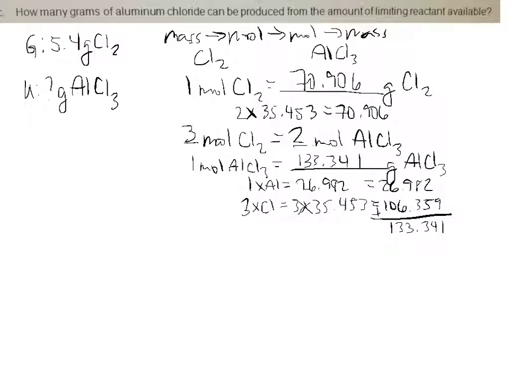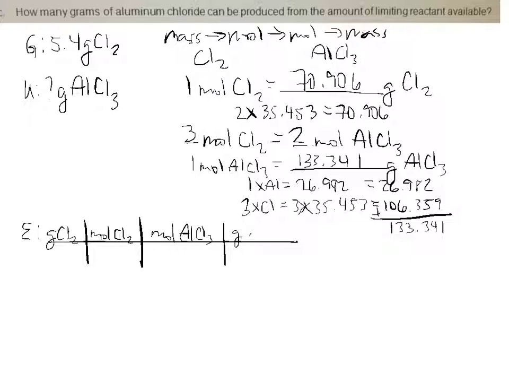And then we're ready to do our equation, where we put all of our units in. So we're given grams of chlorine. Now remember, on our mole map, we can go straight across here. Grams of chlorine, mass to moles of chlorine, to moles of aluminum chloride, to mass of aluminum chloride, and that goes straight across the top. And then you just have to cancel those units out.